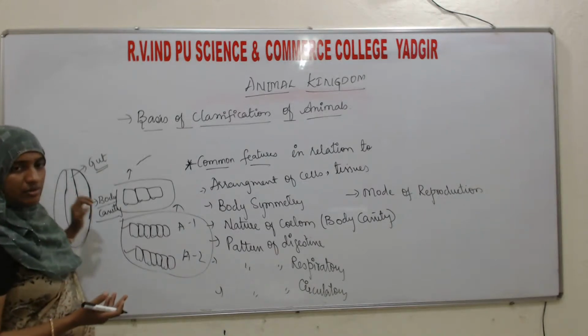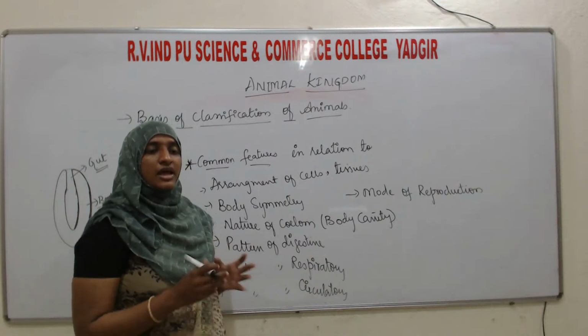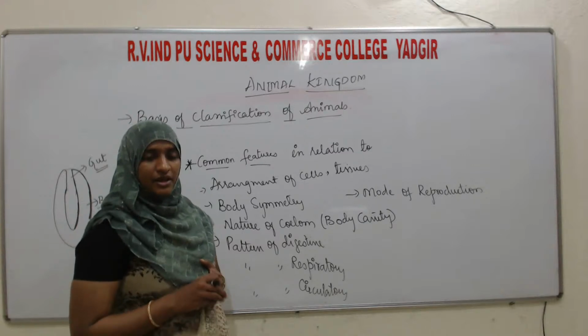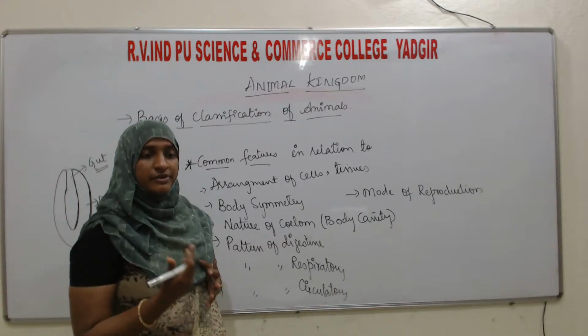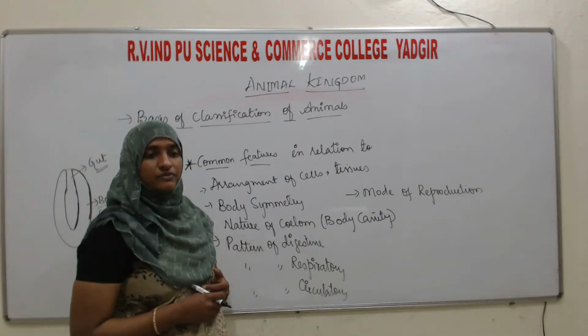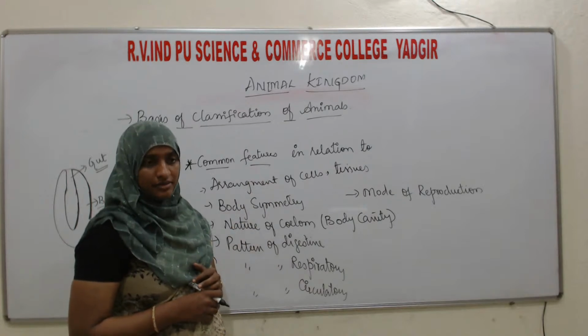Okay, in different animals, the body cavity will be different. In some of the animals, there will be no body cavity, for example, Platyhelminthes. In some of the animals, it will be in a different pattern. So that we can call the nature of coelom. On that basis also, the animal kingdom has been classified.